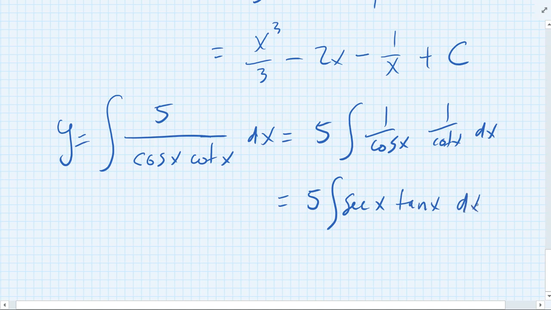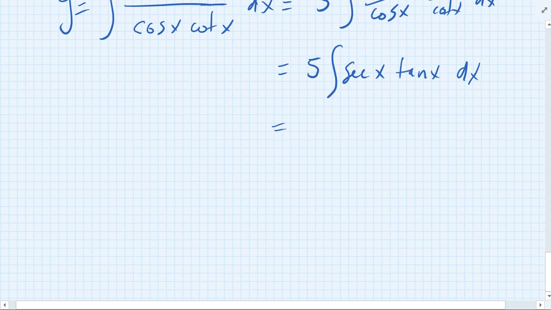Now, can you integrate it? Did they just hide it in the reciprocal relationships you were supposed to learn last year? So it's going to be 5. What? We did this in the warm-up. Whose derivative is secant x tangent x? Secant x.